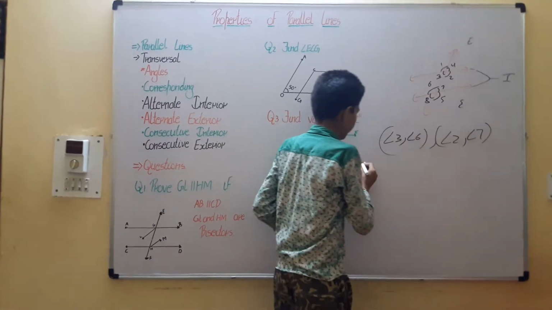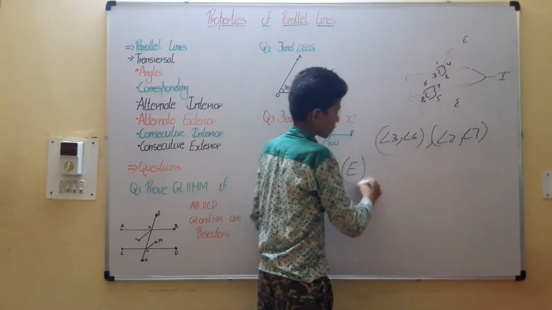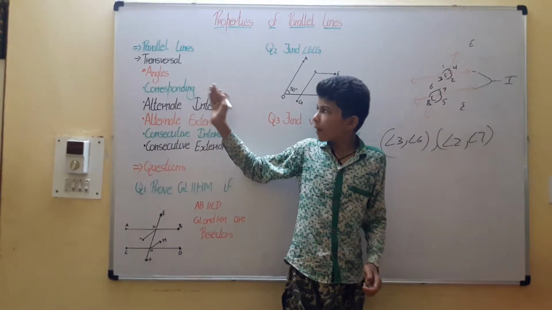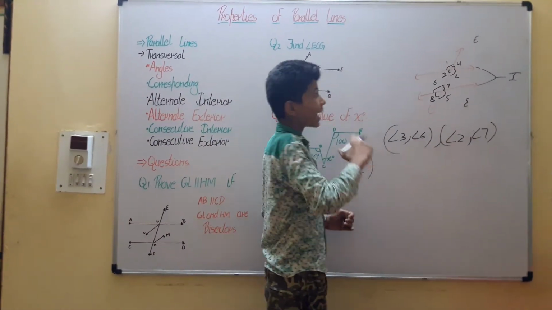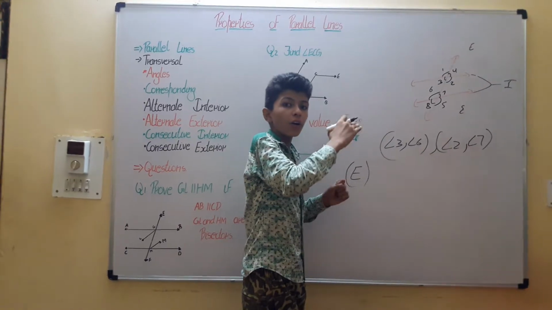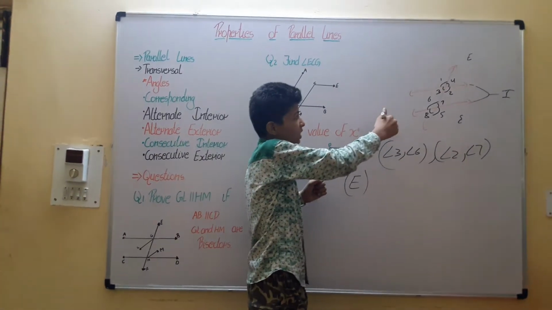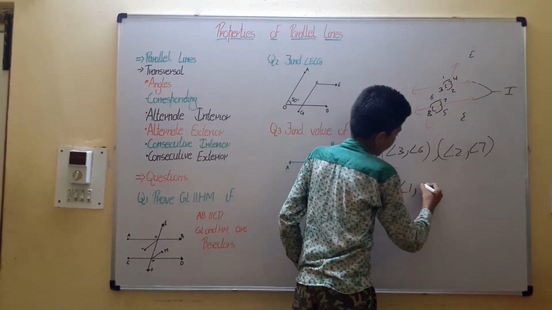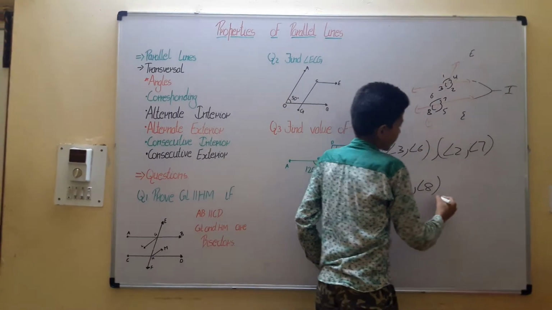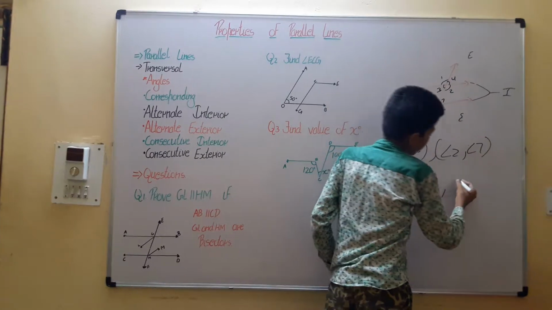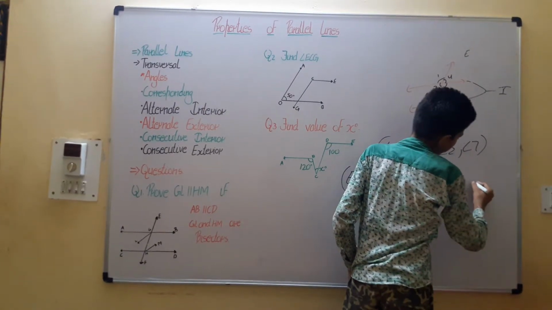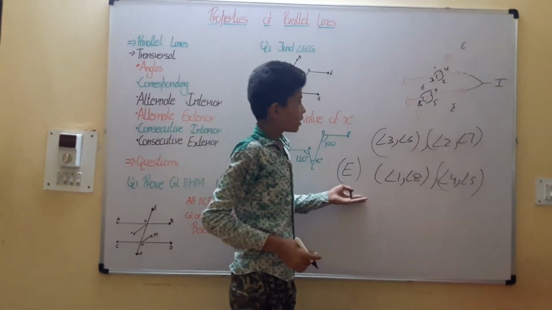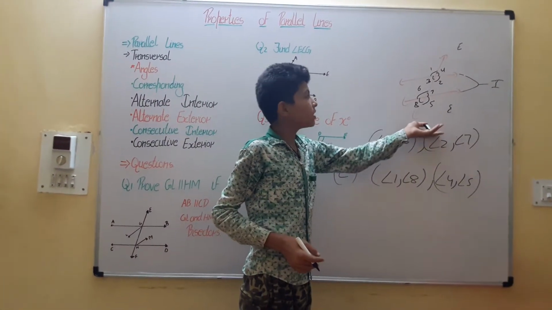And consecutive exterior angles are those which lie outside, not between the two parallel lines, which are angle 1 and angle 8, and angle 4 and angle 5. So these are the types of angles.